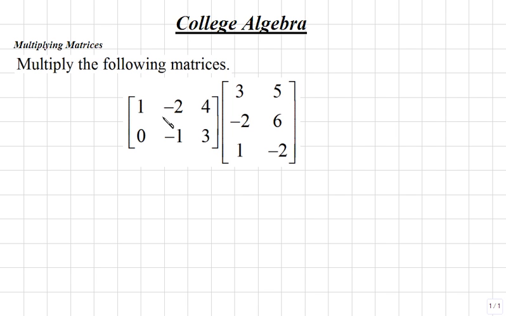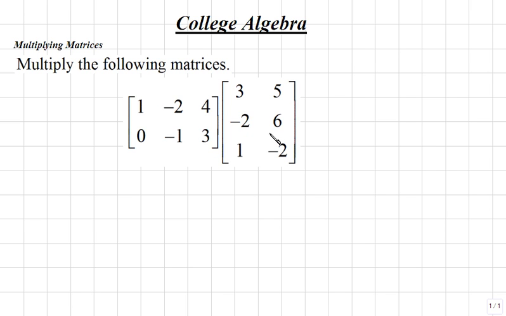Let's multiply the following matrices. Our first matrix has 2 rows and 3 columns, where the first row is 1, negative 2, 4, second row 0, negative 1, 3. We'll multiply this by our other matrix, which has 3 rows and 2 columns, where the first row is 3, 5, second row negative 2, 6, and third row 1, negative 2.